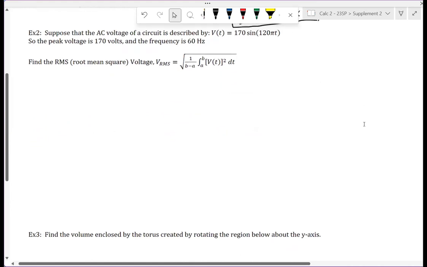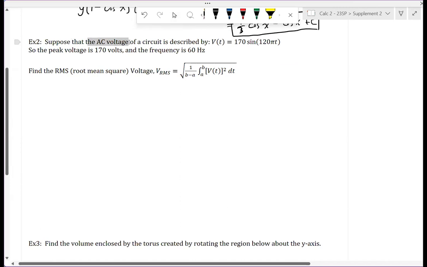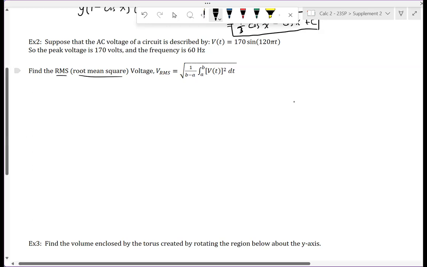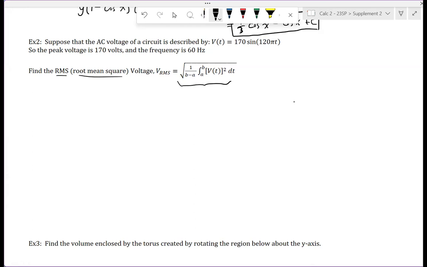Okay, the next example, example 2 here. Here we have alternating current and voltage in a circuit. It's described by this sinusoidal. So a nice, maybe typical type of voltage that might come out of your wall socket in your house. It has a peak voltage of 170 volts, and the frequency is 60 hertz. So a typical American household voltage description. And we'd like to find the RMS, the root mean square voltage, that's described by this expression over here. And the important part that we're going to try to find is the integral of v squared. So that's where this relates to trig integrals.